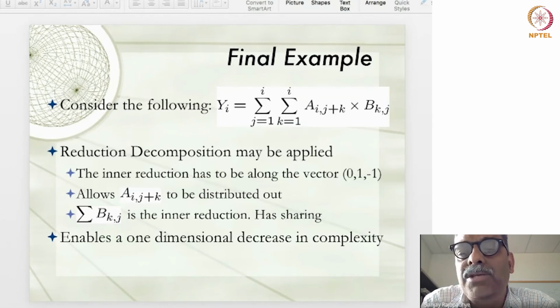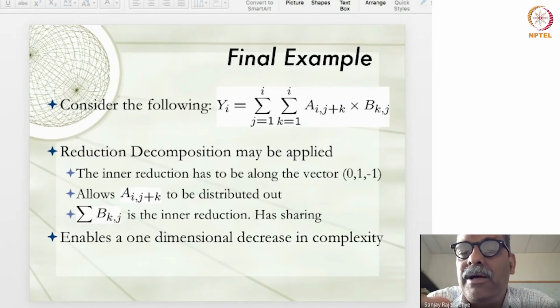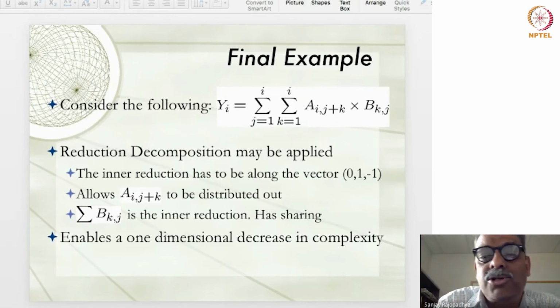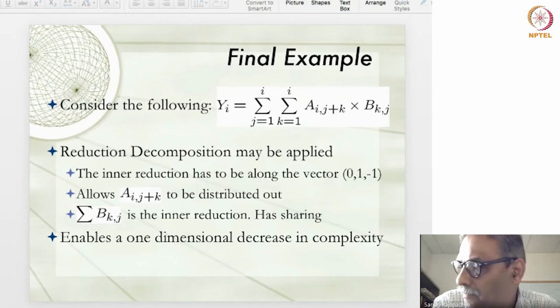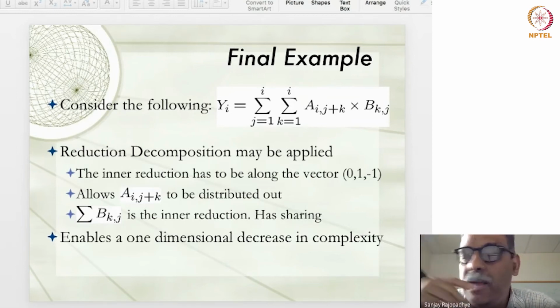The bkj is, oh, sorry, it's not independent of j. It's independent of i. So I cannot just swap the sigmas, right? But I am adding up points in a jk plane.